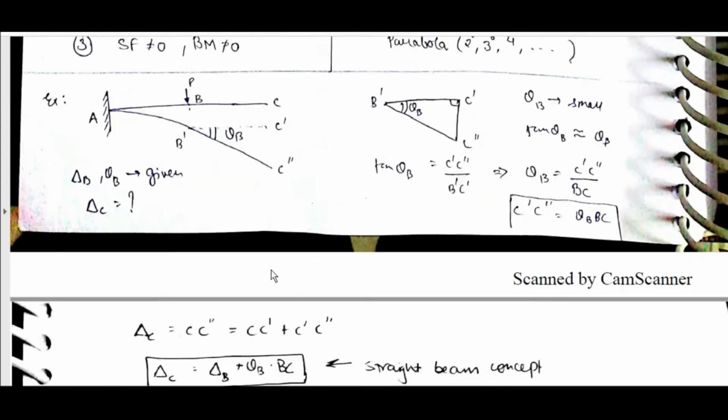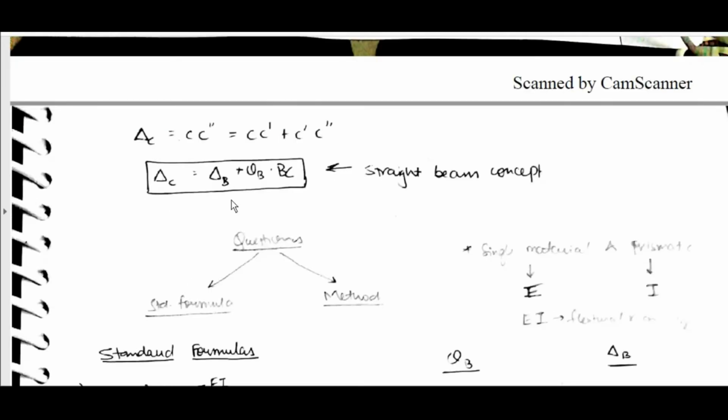That means this delta C is equal to C double dash, is equal to C dash plus C dash C double dash. Delta C is equal to delta B plus theta B into BC.